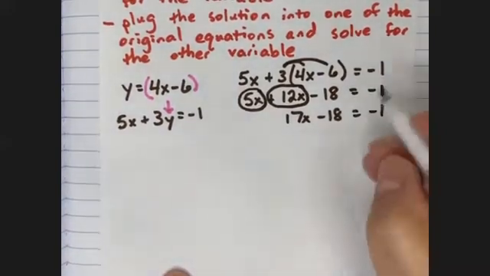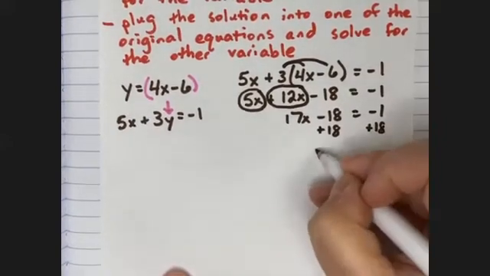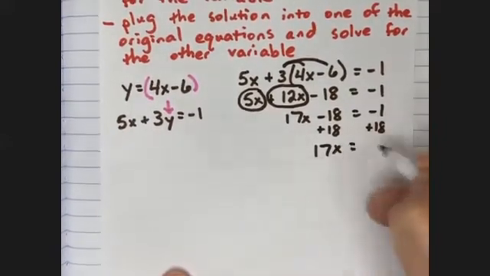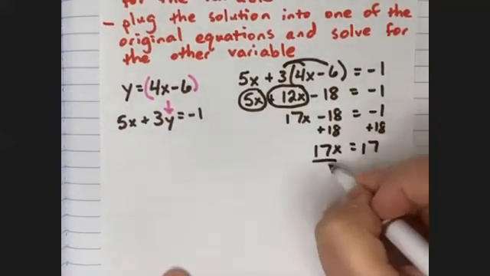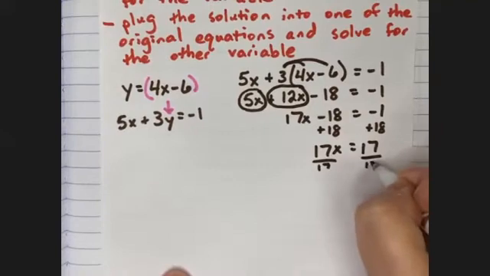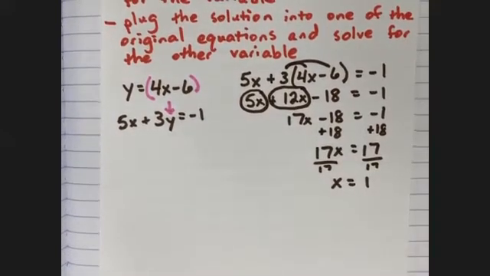I'm going to get all of the numbers on the other side. So I end up with 17x equals 17. And then I'm going to divide to get the letter by itself. So I end up with x equals 1. And so that's part of my answer. That's not the only answer, because when you're solving for systems, you need both the x and y.